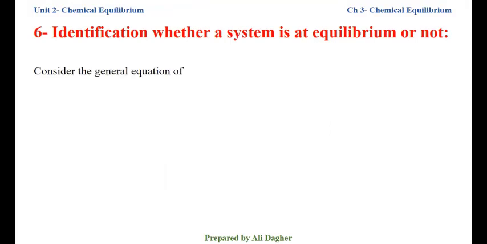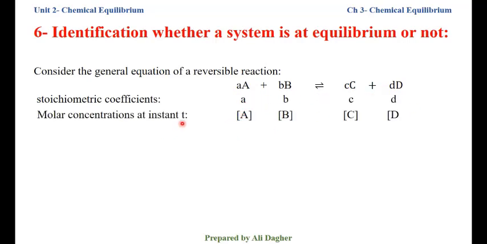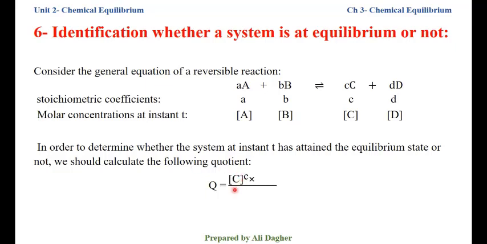Consider the general equation of a reversible reaction: aA plus bB gives cC plus dD, with stoichiometric coefficients a, b, c, d, and molar concentrations at instant t: concentration of A, concentration of B, concentration of C, and concentration of D. In order to determine whether the system at instant t has attained the equilibrium state or not, we should calculate the following quotient.